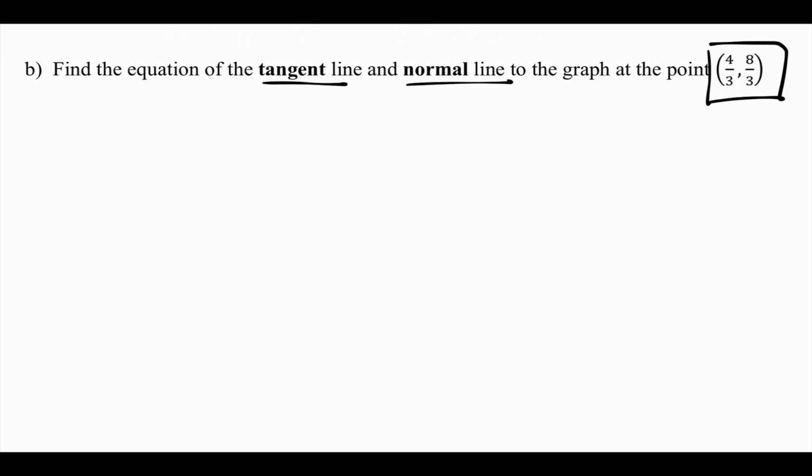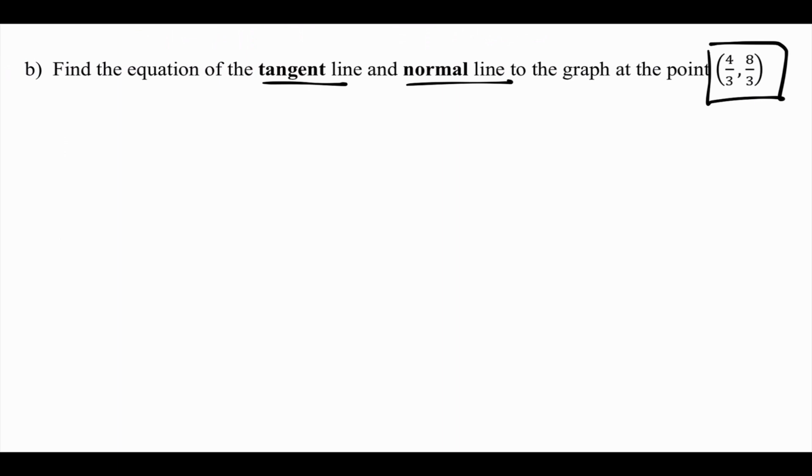What is the relationship between the slope of the tangent line and the slope of the normal line? Flip it, change the sign. So if you find the tangent line slope, to find the normal line slope, you flip it, change the sign. Opposite reciprocal, it's called. All right.